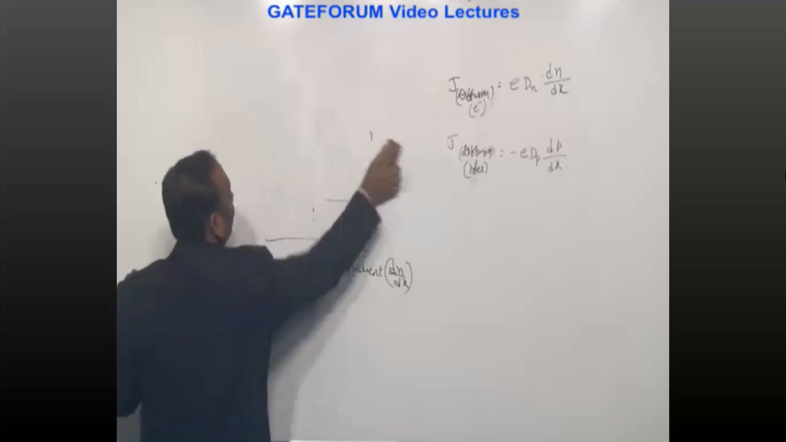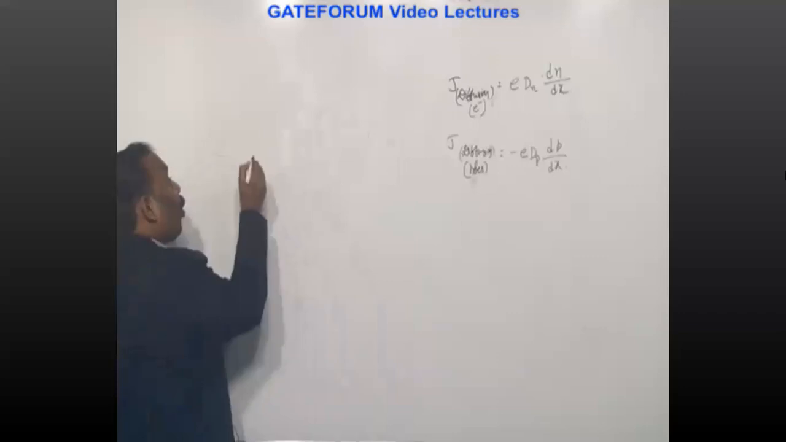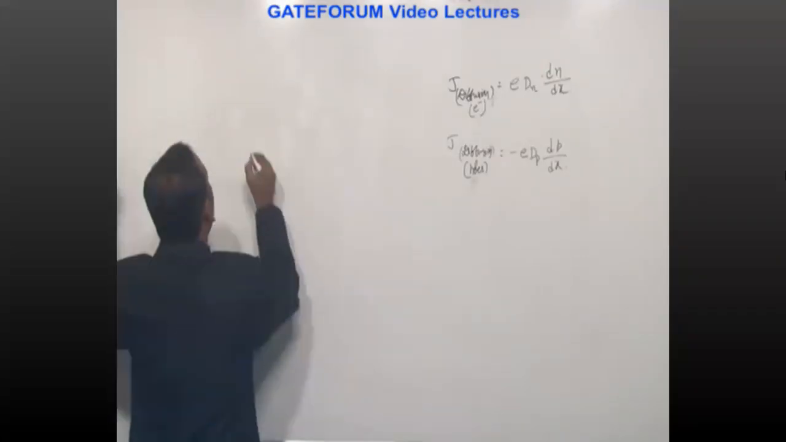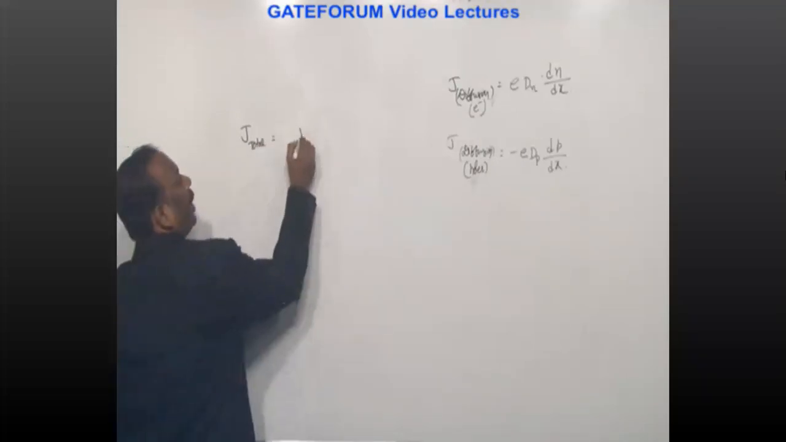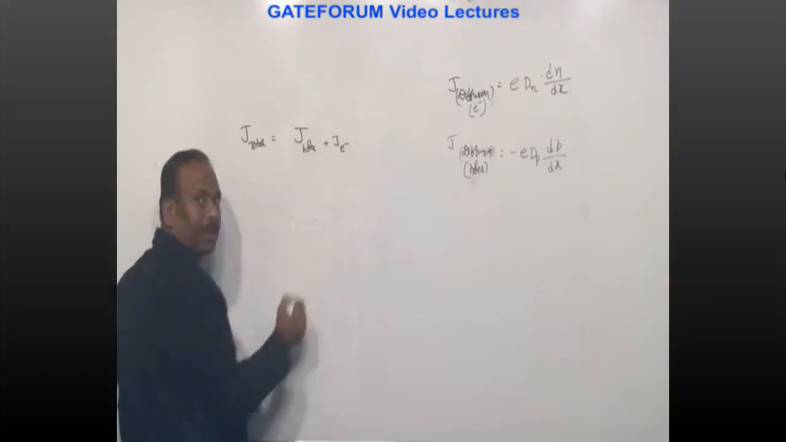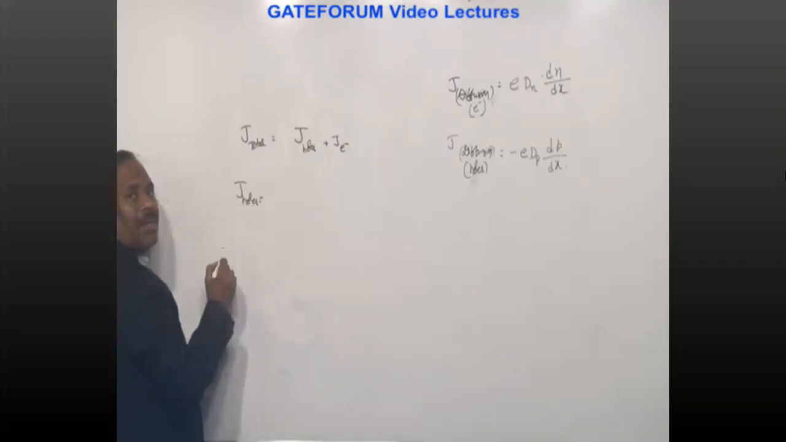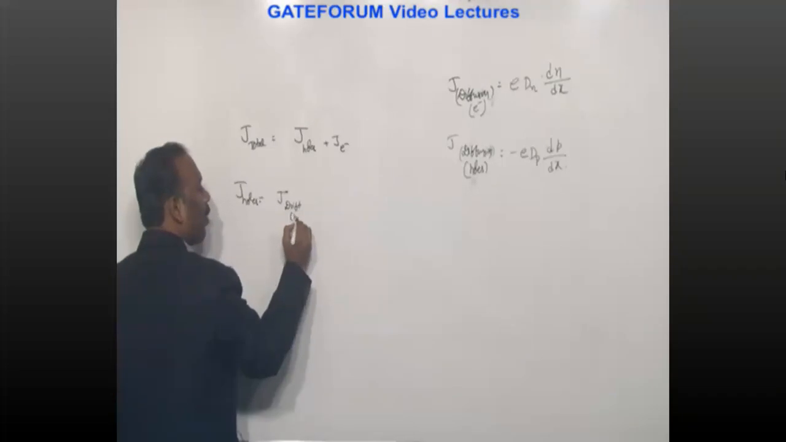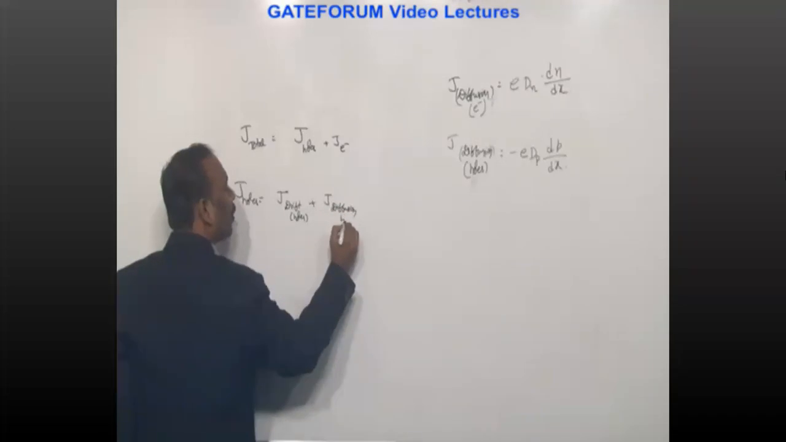Now if I want the total current density, J total is equal to current density due to holes plus current density due to electrons. Now current density due to holes is equal to current density due to drift of holes plus current density due to diffusion of holes.